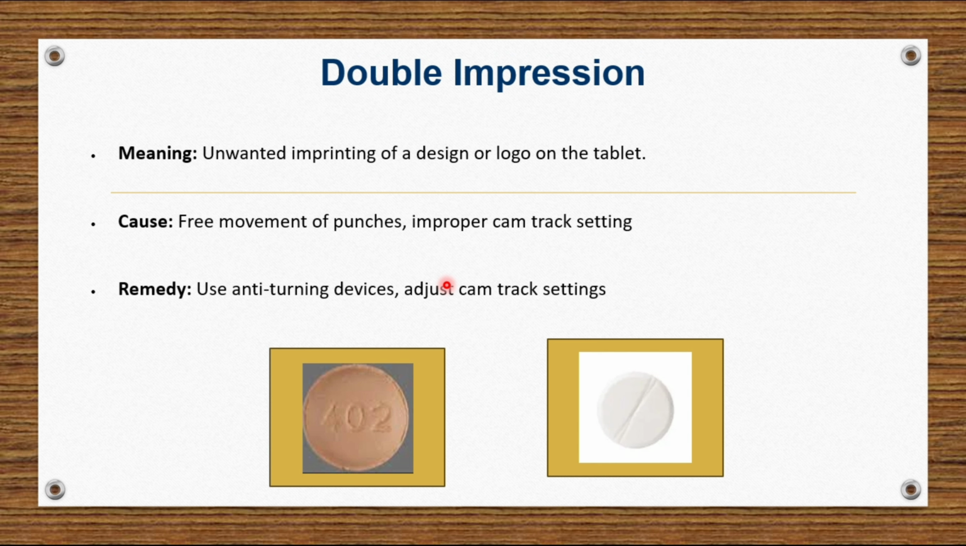Double impression. What is the meaning of double impression? Look at these images. Unwanted imprinting of a design or logo on the tablet. Cause: free movement of punches, improper cam track setting. What is the remedy? Use anti-turning device and adjust cam track settings.